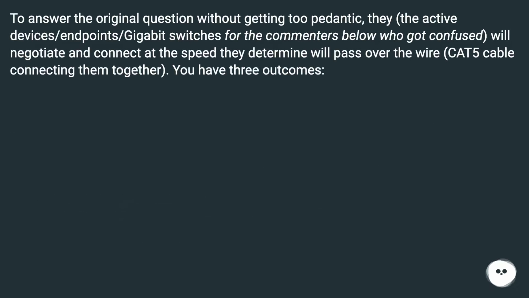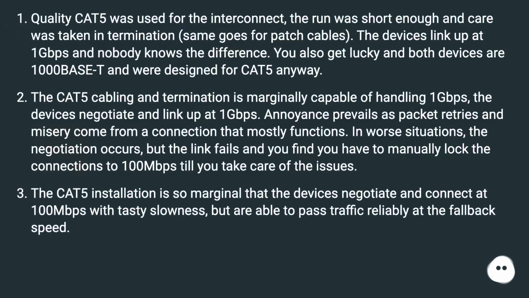To answer the original question without getting too pedantic, for the commenters below who got confused, the active devices, endpoints, gigabit switches, will negotiate and connect at the speed they determine will pass over the wire, CAT5 cable connecting them together. You have 3 outcomes. Quality CAT5 was used for the interconnect, the run was short enough and care was taken in termination, same goes for patch cables. The devices link up at 1 Gbps and nobody knows the difference.